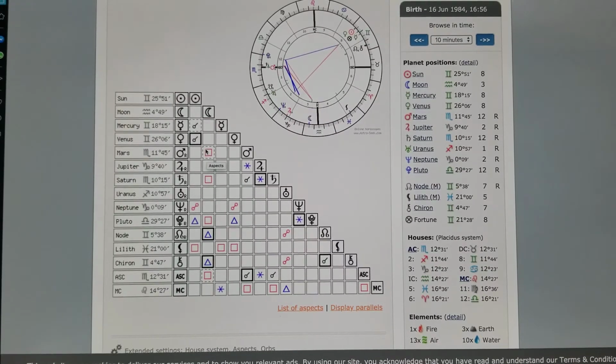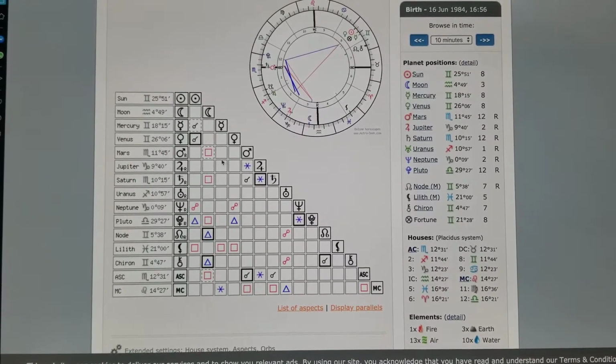The square is a 90-degree angle. That's a bad angle. These two circles with the line in the middle, this is an opposition. And that is also a bad angle. The triangle is a trine. It's a good angle. And this funny looking symbol is a sextile. That's also a good angle.